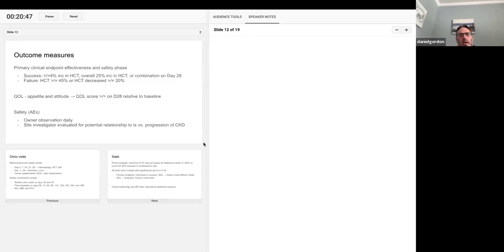So, as far as outcome measures, their primary clinical endpoint for the effectiveness and safety phase, as we discussed, was that increase in hematocrit of greater than or equal to 4%. Overall 25% increase in hematocrit or combination thereof on day 28. Failure to reach that endpoint was if their hematocrit was at that 45% mark or had decreased by greater than or equal to 20% from the initial time point.